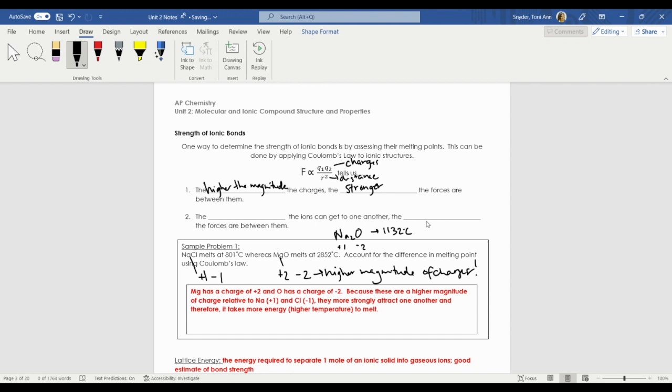That's what we mean by the higher the magnitude of charge. As we also know, the closer the ions can get, or in this case, the distance between two particles, the stronger the forces are between them. And we're going to talk about that in this last example here.